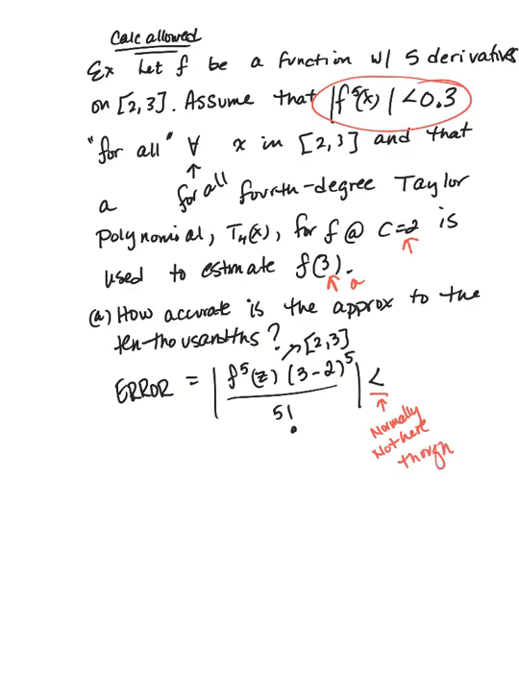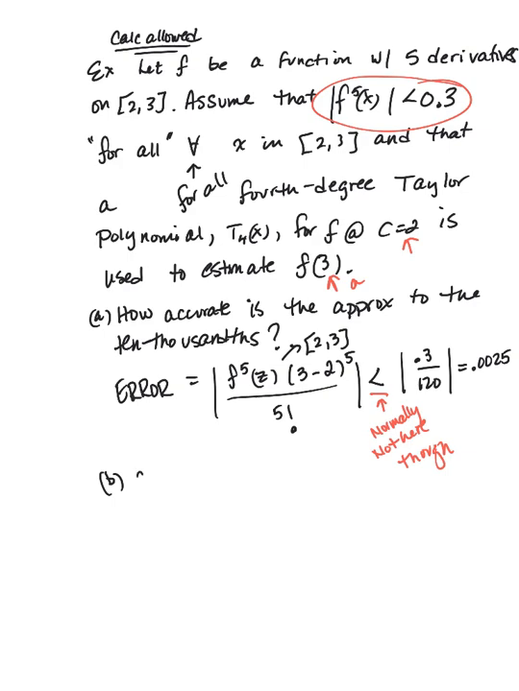So this is just going to be less than 0.3 times 1 to the 5th. Well, that's just 1 over 5 factorial. 5 factorial is 120. So when I divide this, I get 0.0025. Okay, so that means that the error is less than that. Okay, that's significant, guys. So who cares about this?